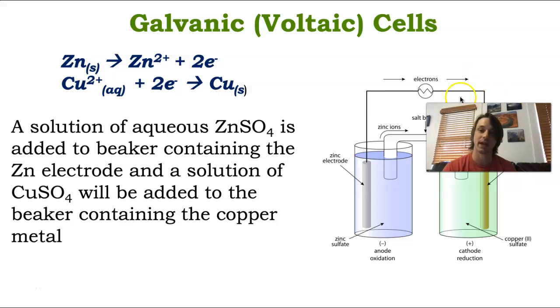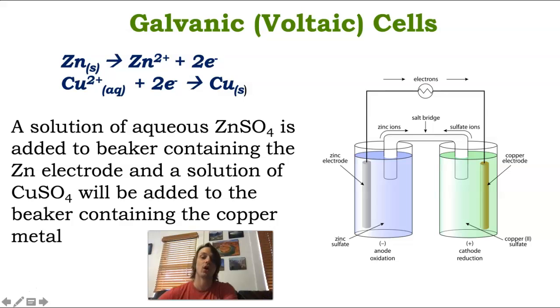So one thing you would have to do in these problems is identify what is the anode and what is the cathode. Okay, so we're going to look at a voltaic cell involving zinc and copper. To create this cell, I have two beakers. And in those two beakers, on the left, I put a piece of zinc. And on the right, I put a piece of copper, and I connect them with a wire.